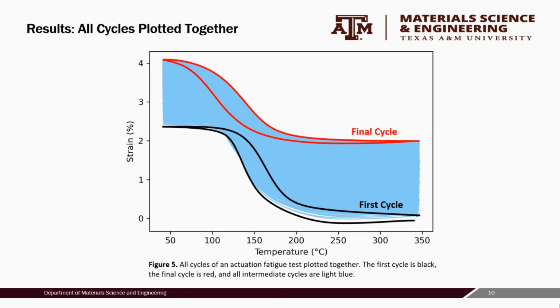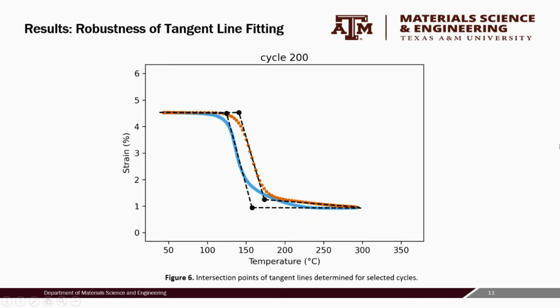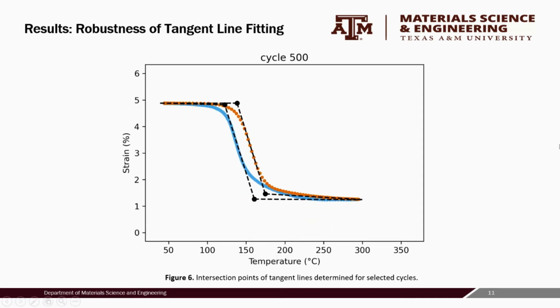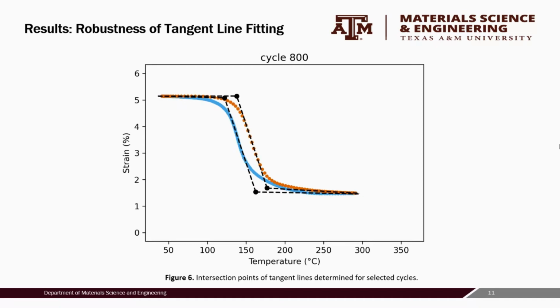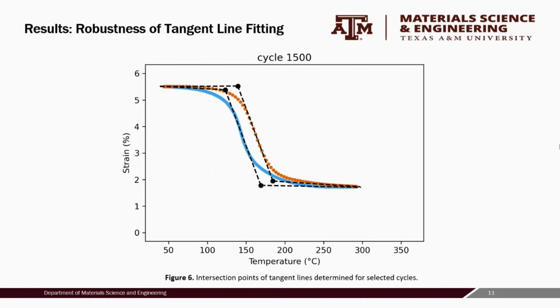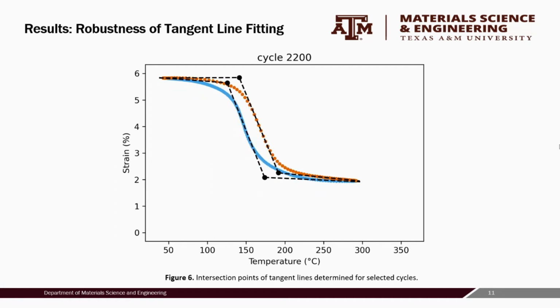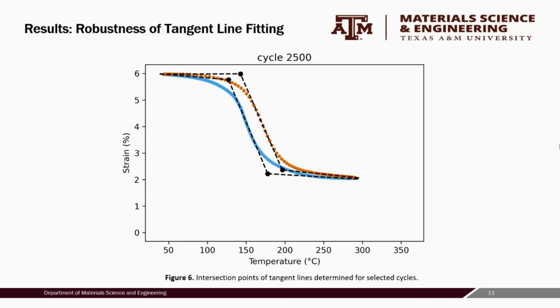In Figure 5, you see all cycles for a real actuation fatigue test plotted together. Note that the average strain of each cycle is increasing, and that the shape of the cycles change. This video shows the tangent lines determined using my tool on real actuation fatigue data. As you can see, the tool is quite accurate in finding these critical points. While not shown here, similar results have been obtained from data collected by other researchers within the field of SMAs, implying a high degree of robustness.